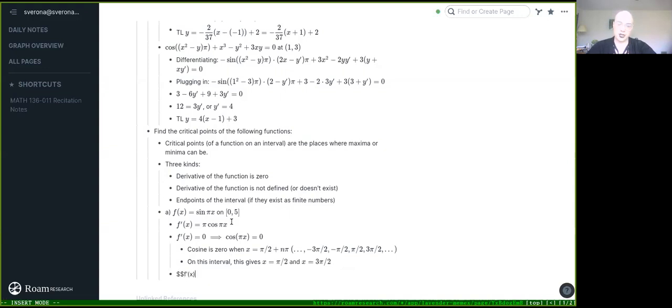Then we have to contend with, does this derivative ever not exist? It never happens, because cosine is defined everywhere and it doesn't have a problem anywhere. What we're looking for when we do this is something like dividing by 0, usually. But in this case, that never happens. And then we need the endpoints, which are x equals 0 and x equals 5.